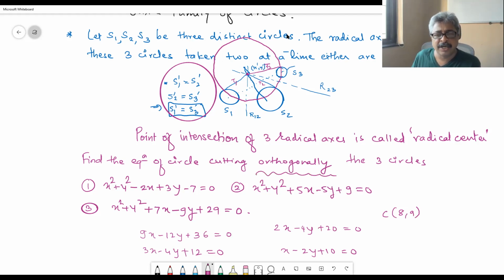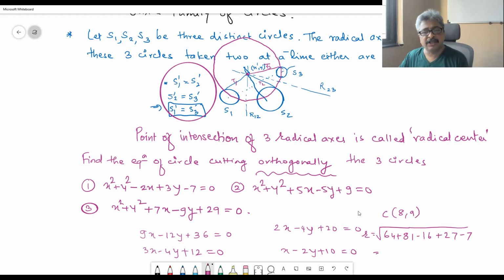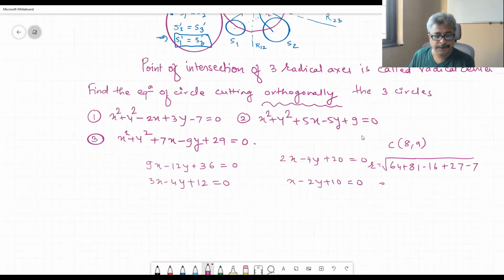Do you understand? So you get the radius by putting this point in equation number 1. So the radius is equal to the square root of 64 plus 81 minus 16 plus 27 minus 7. Whatever that number comes out to be, that is going to be the radius, and the final equation is x square plus y square minus 16x minus 18y minus 4 is equal to 0.